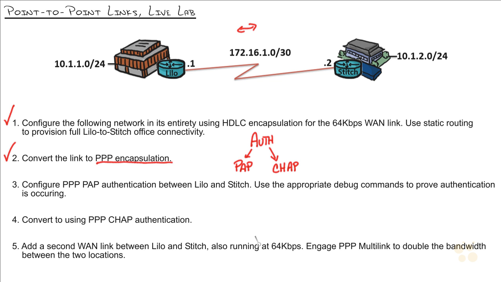It's actually really cool. So the first thing we're going to do is enable PAP authentication between Lilo and Stitch, and then use the appropriate debug commands to prove authentication is occurring. This is going to be fun. I read these objectives, I'm like, ooh, this will be cool.